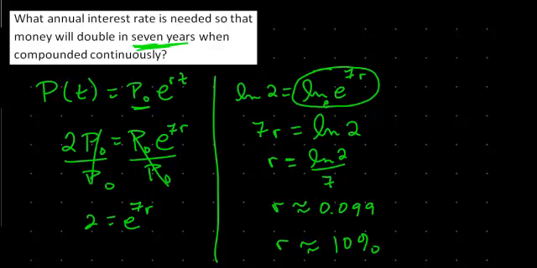So we would need an interest rate of about 10% to double in 7 years when compounded continuously. Okay, and that's going to do it for this video. Stay tuned for the next one. We'll do a couple more of these problems.